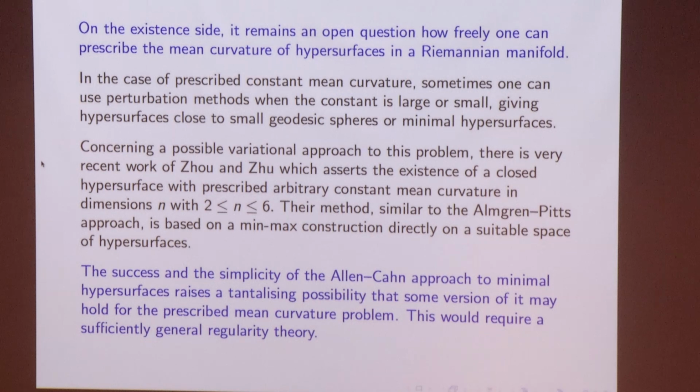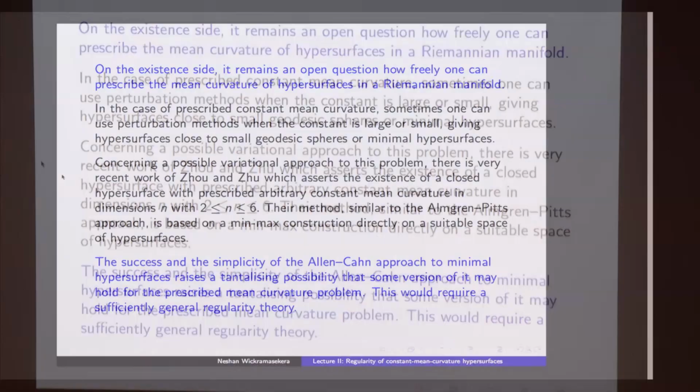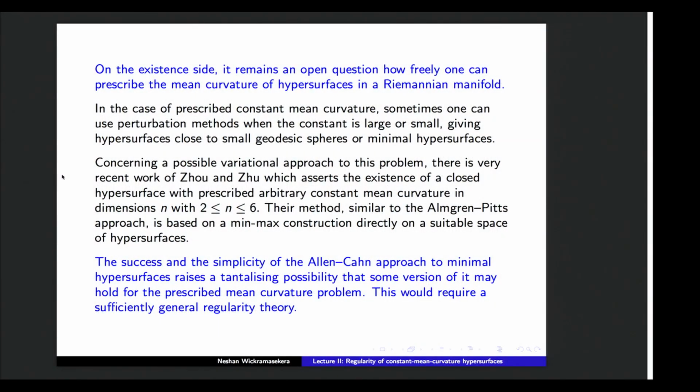And of course, one can also look beyond minimal surfaces on the existence side. In what ways can we prescribe the mean curvature of a hypersurface? What sort of ambient functions can you take as the prescribing functions for the mean curvature? This sort of thing is completely open. The variational theory on that side seems to be widely open.